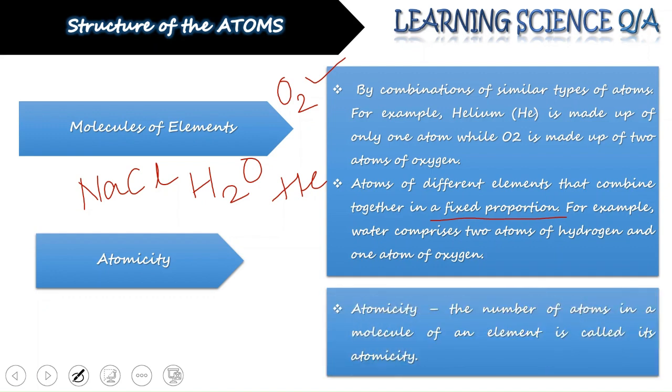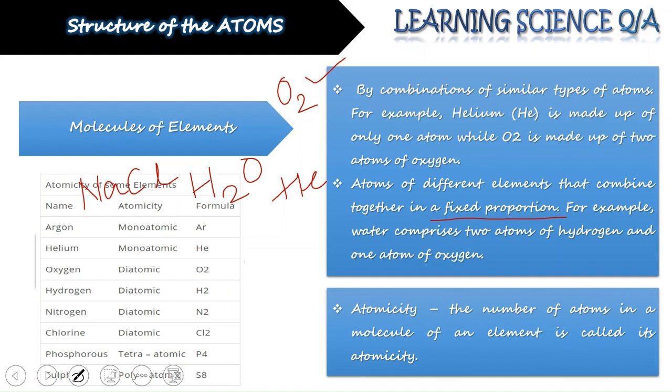So this brings us to the atomicity. Atomicity is the number of atoms which are present in the molecule of an element. Let's see this table. All elements that can exist as their atom, especially inert elements, are monoatomic, like argon, helium. Elements that are occurring as two atoms present in a molecule are diatomic. Oxygen, hydrogen, nitrogen, chlorine. They are more stable in this form.